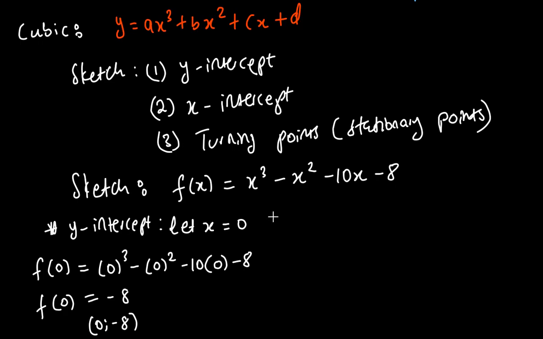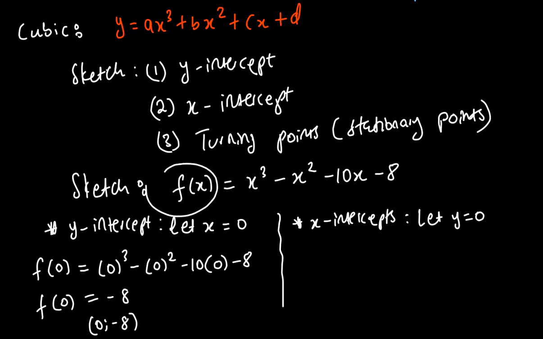Now the second thing to get is the x-intercept. Now this one is a bit of a lot of work. For x-intercepts, you let y equal to 0, meaning where you see y, you put 0. Remember, all of this here is your y, isn't it? So we put 0 is equal to x cubed minus x squared minus 10x minus 8.